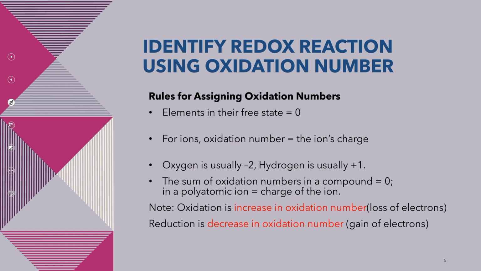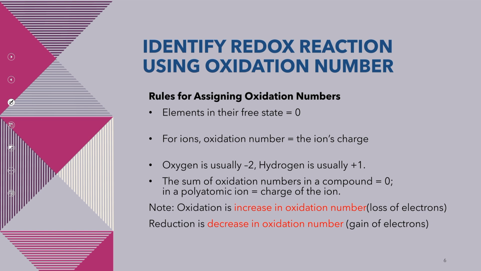So what are the rules for identifying if a reaction is actually a redox reaction or it's not? Remember that we have different reactions in chemistry. Not all reactions are redox. Some might be neutralizations, some might just be thermal decomposition. So the first thing, to help you understand if a reaction is redox or not, you can just use the oxidation number.